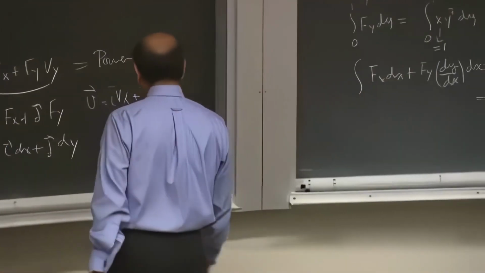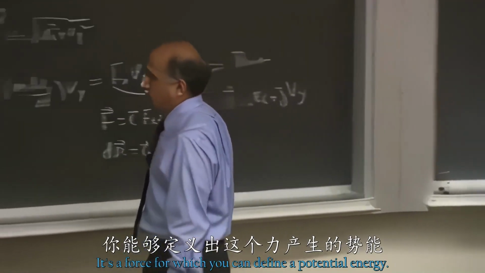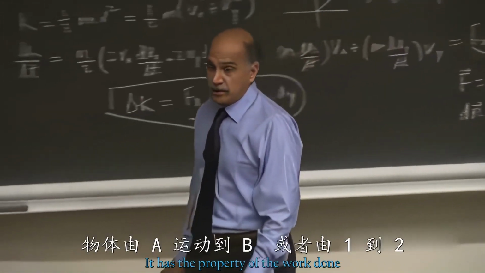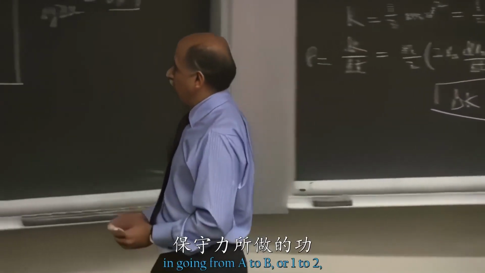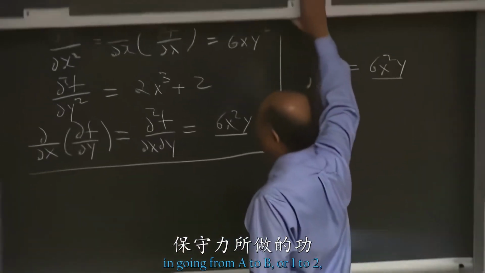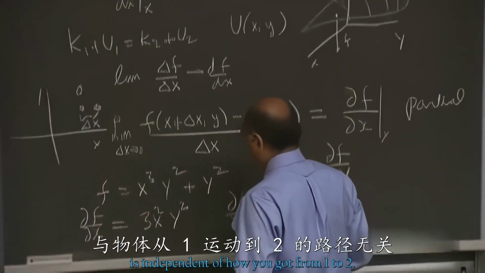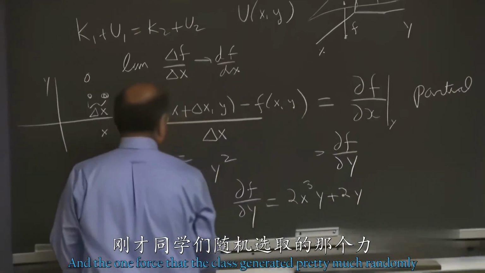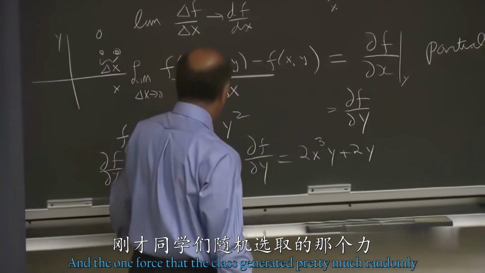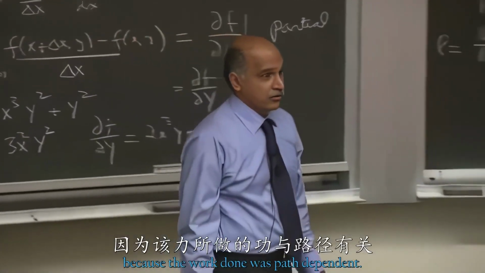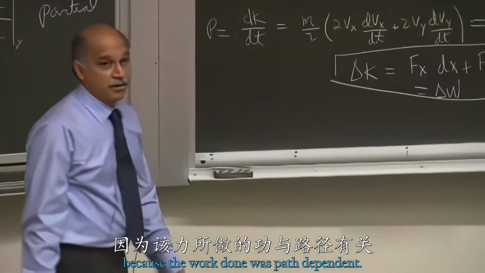This is called a conservative force: a force for which you can define a potential energy. It has the property that the work done in going from A to B, or 1 to 2, is independent of how you got from 1 to 2. And the one force that the class generated pretty much randomly is not a conservative force because the work done was path dependent.